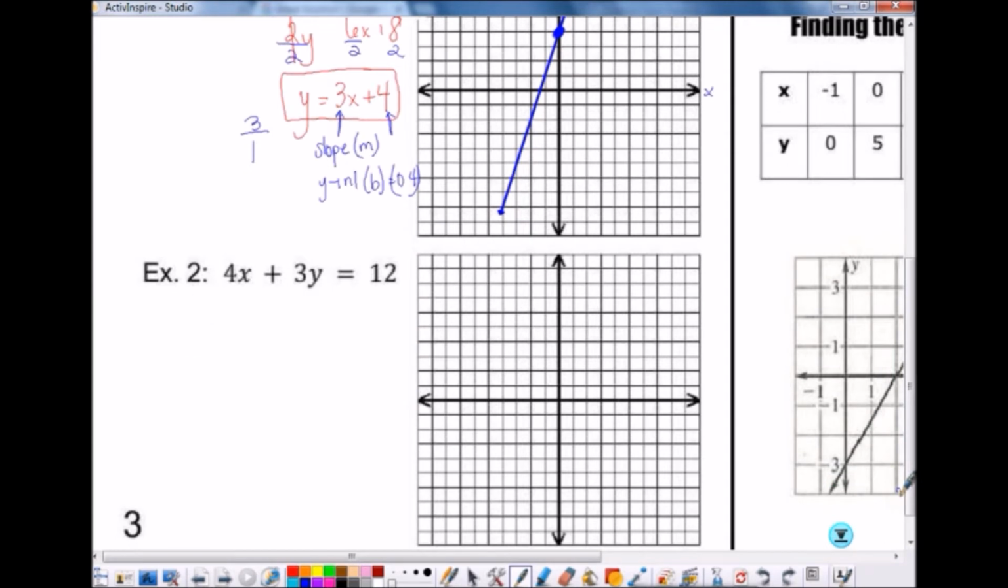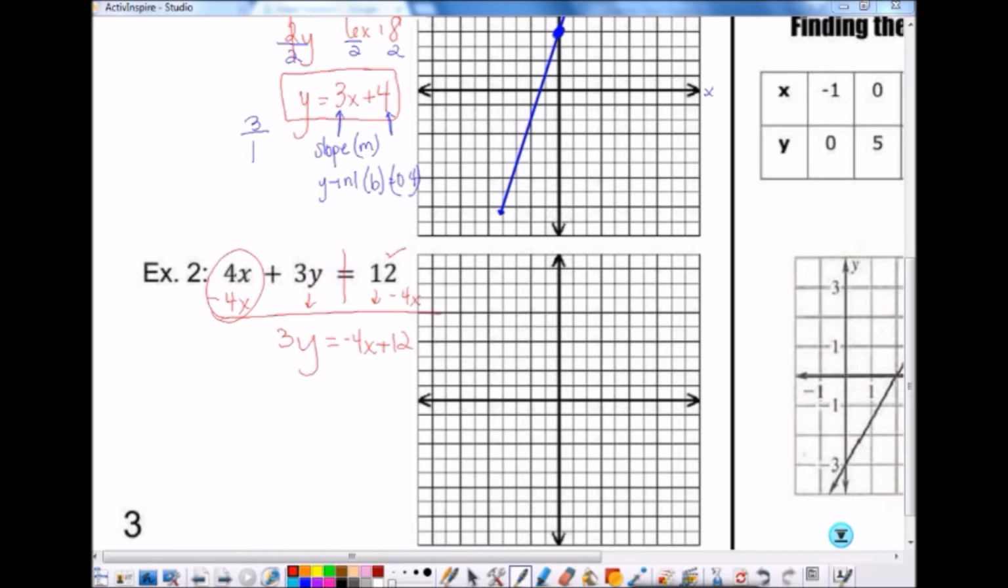Remember, the first thing we want to do is to check to see if it is in standard form. And it is. Alright, at this time, hit pause. Try to get this so that y is by itself. Hit play to check your work.